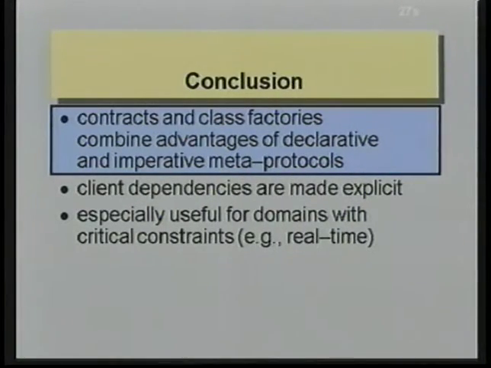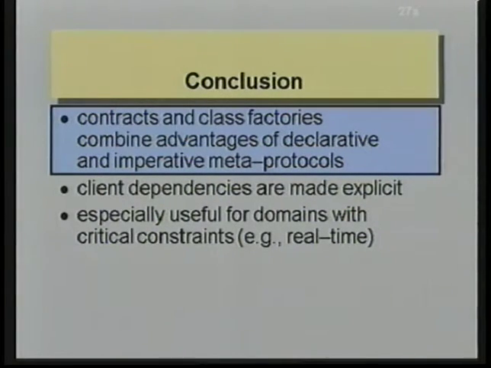So in conclusion, we've described a set of techniques whereby applications can specify in contracts their requirements and pass those contracts to class factories that will automatically construct server objects. This approach combines the advantages of declarative and imperative meta-protocols.